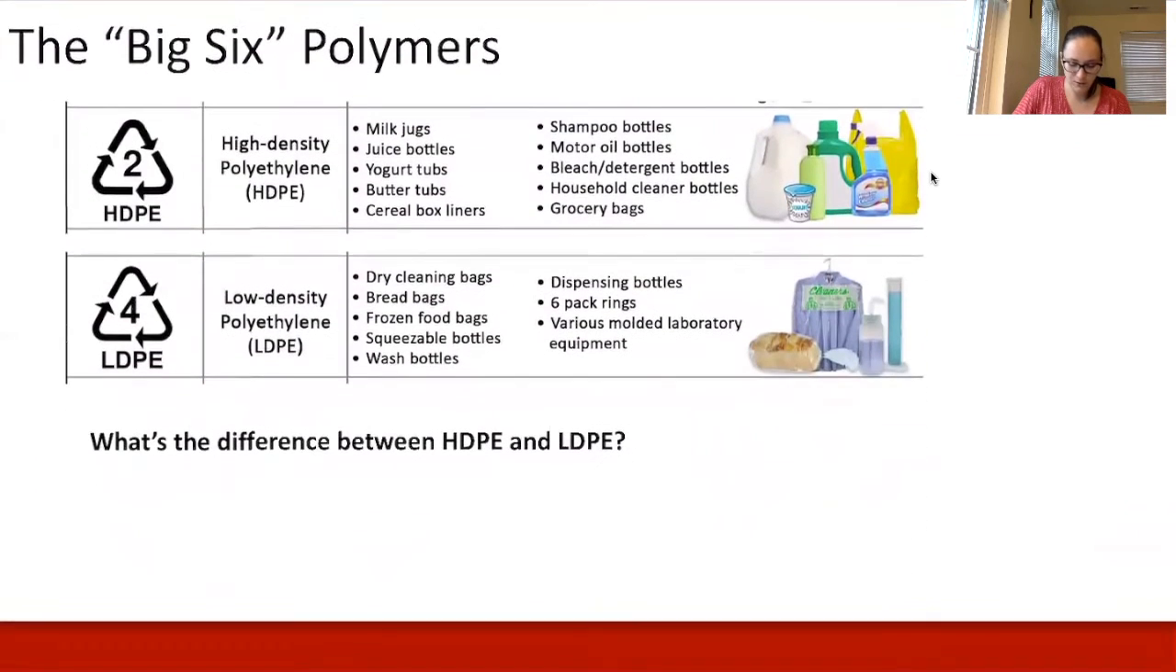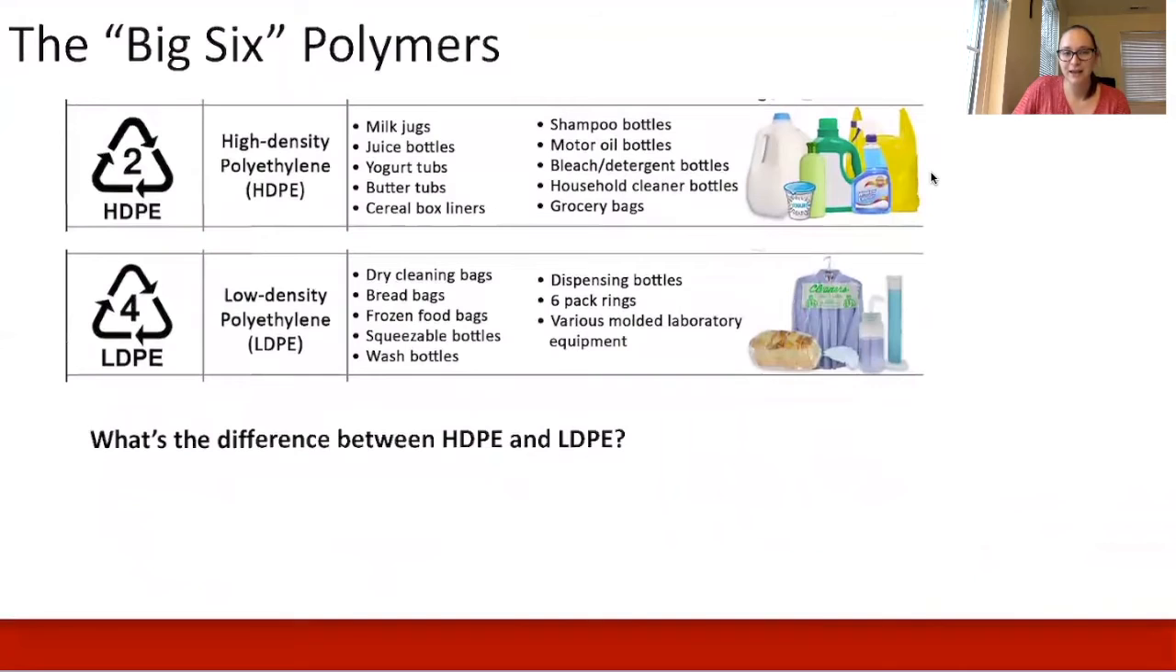So a question for you to think about: looking at the common uses of number two and number four of the big six, high density and low density polyethylene, see if you can figure out what the difference is. Take a moment, read through these, see if you can notice any clues, or what's similar and what's different about these. So I'll go ahead and tell you.